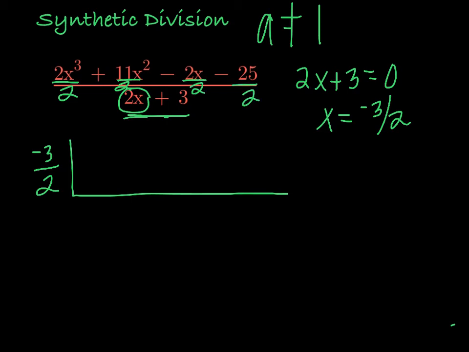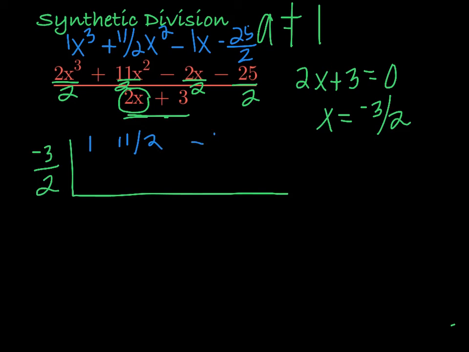Okay, and so then what we're going to have is new leading coefficients that we'll be looking at, which will be 1x to the 3rd plus 11/2 x squared, leave it as a fraction, minus 1x minus 25 over 2. So we're going to use those coefficients, so 1, 11/2, negative 1, negative 25 over 2. Again, leave them as fractions.